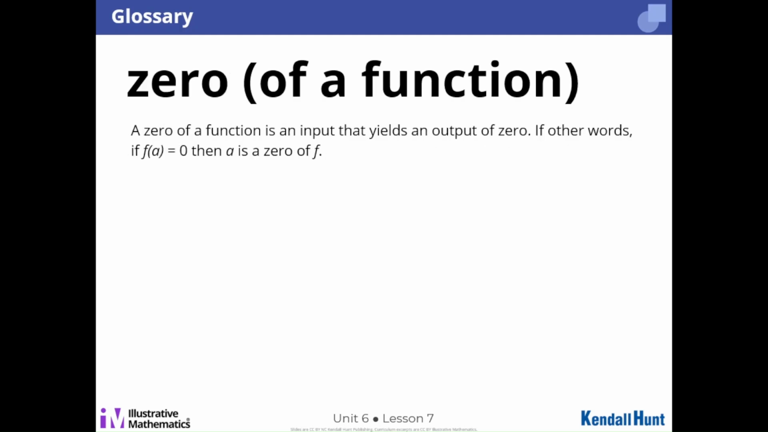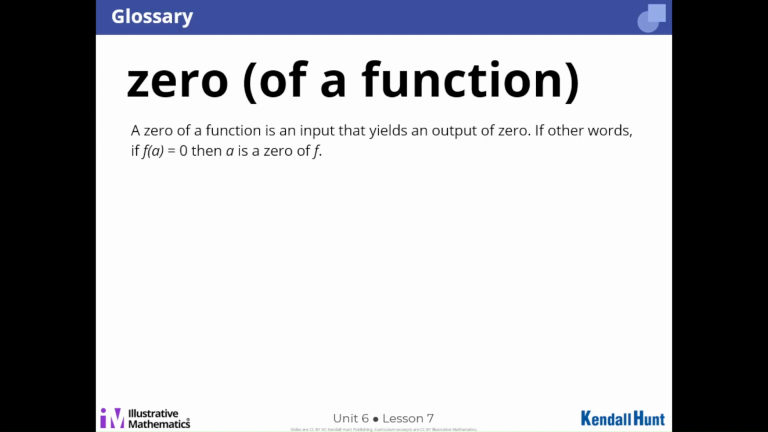And our last glossary term is zero of a function. A zero of a function is an input that yields an output of 0. In other words, if f of a equals 0, then a is a 0 of f.